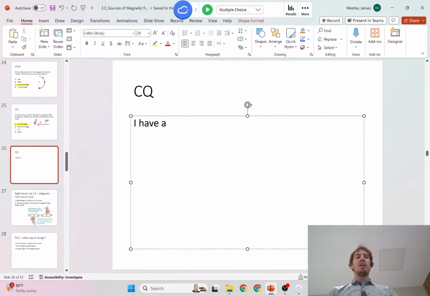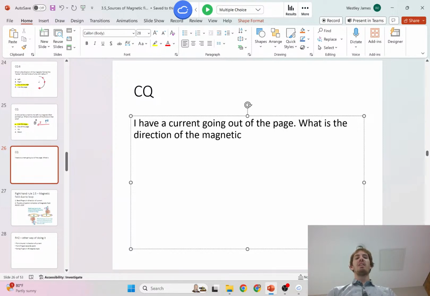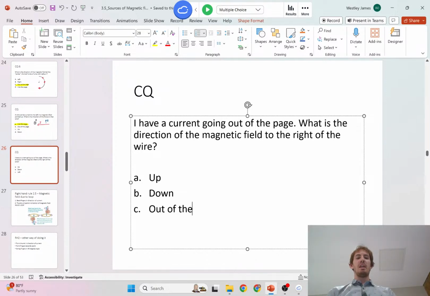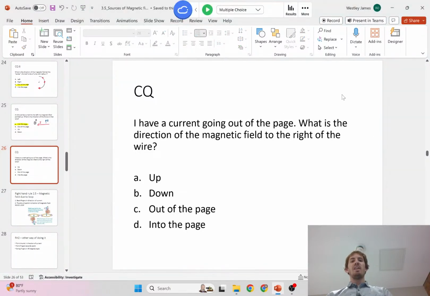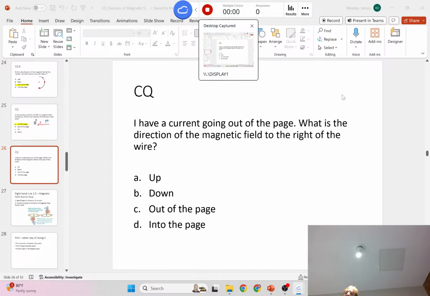I have a current carrying wire. I have a current going out of the page. What is the direction of the magnetic field to the right of the wire? Is it up, down, left? Let's do out of the page or into the page. Sure. I have a current going out of the page. What is the direction of the magnetic field to the right of the wire?